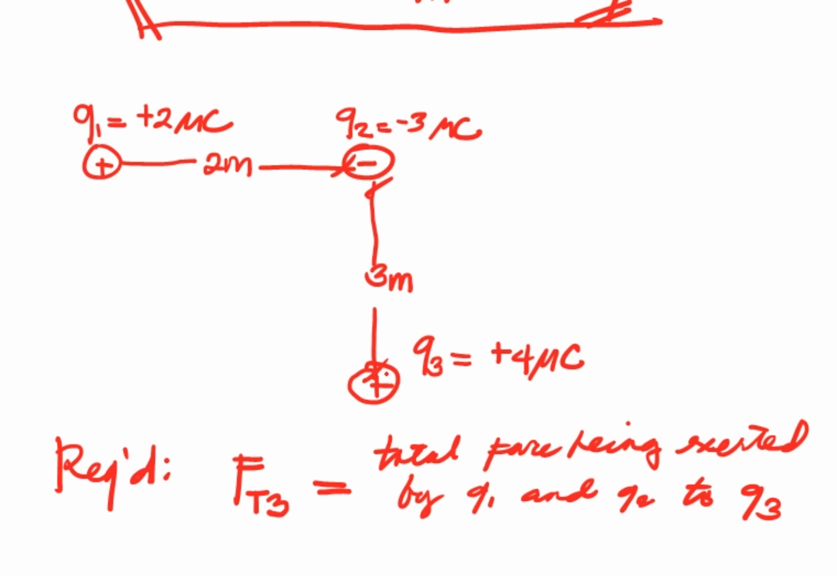There are two forces acting on Q3: the force being exerted by Q1 on Q3 and the force being exerted by Q2 on Q3. Let's draw this line for the distance between Q1 and Q3. Assuming this is a right triangle, because Q3 is directly below Q2, we analyze the forces acting on Q3. Q2 exerts an attractive force on Q3. For Q1 and Q3, Q1 is positive and Q3 is positive, therefore the force will be repulsive, so the force will go in this direction.